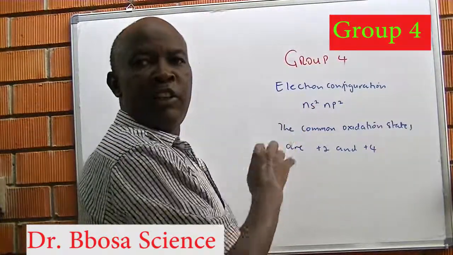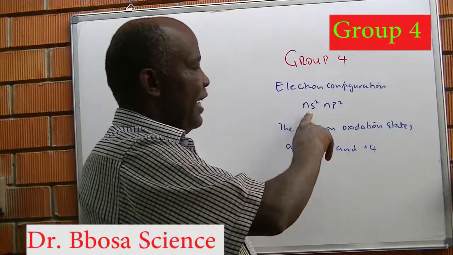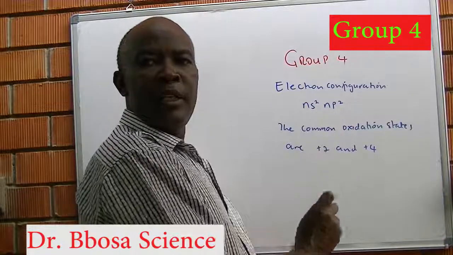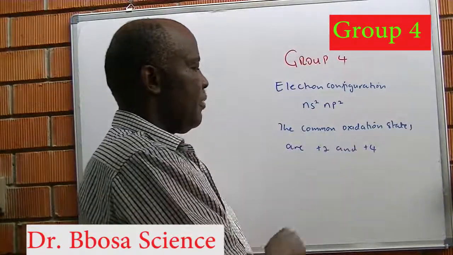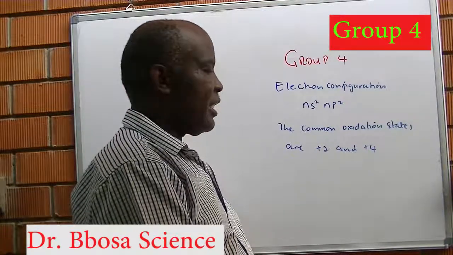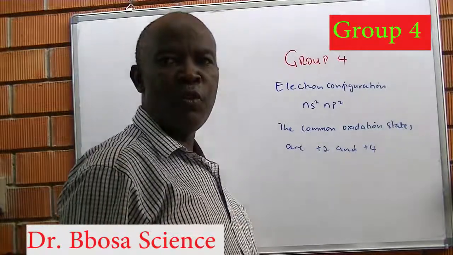The general electronic configuration of group 4 elements is ns2 np2. The common oxidation states of group 4 elements are +2 and +4.